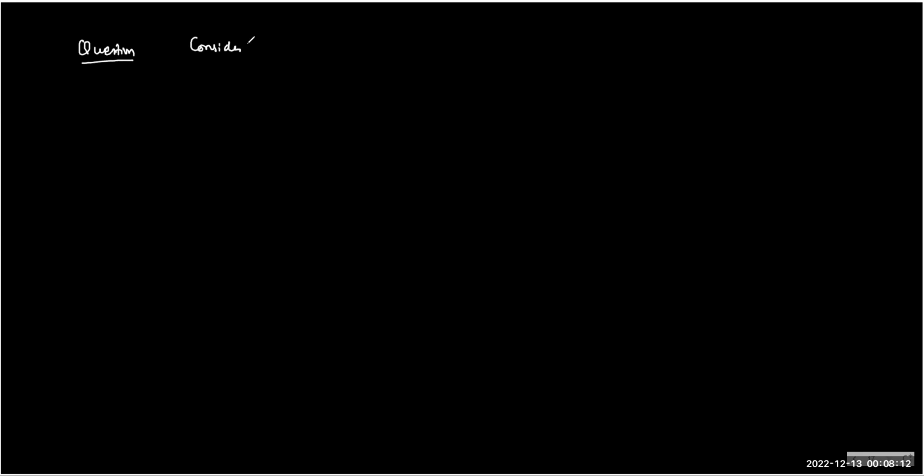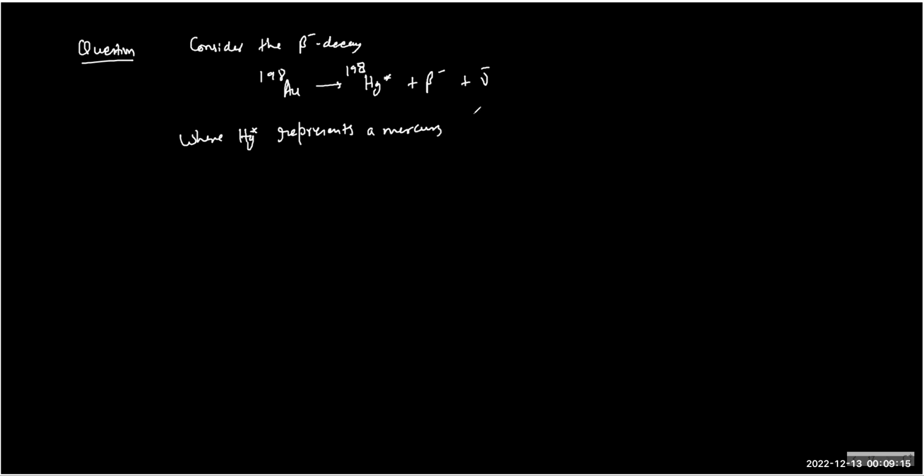Consider the beta minus decay of gold to mercury. I don't know how this value is. 197, this should be 197, right? 198 only. Yeah. Where Hg star represents Mercury, I don't know.